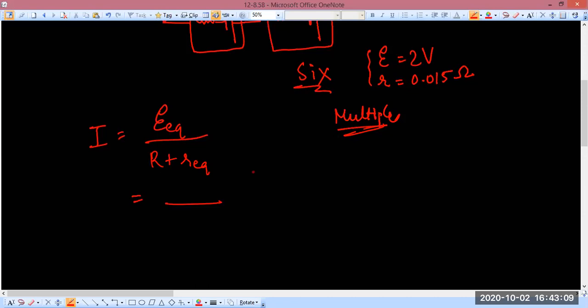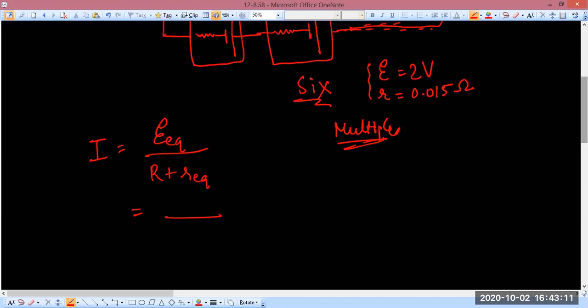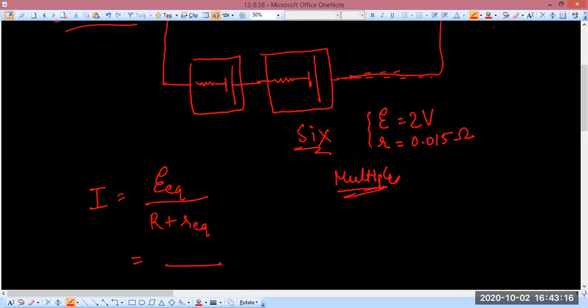What's the numerator? Come on, tell me what will be the numerator. What will be the numerator? Very good, Devan. Yes.